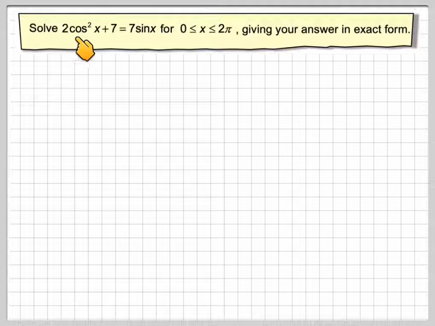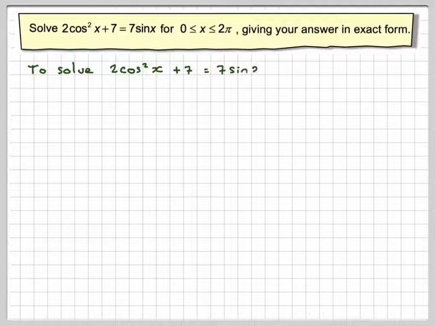We're going to solve 2 cos squared x plus 7 is equal to 7 sine x for x being between 0 and 2 pi, giving your answer in exact form. So my value of x is going to be in radians. Okay, so we're going to solve 2 cos squared x plus 7 is equal to 7 sine x.